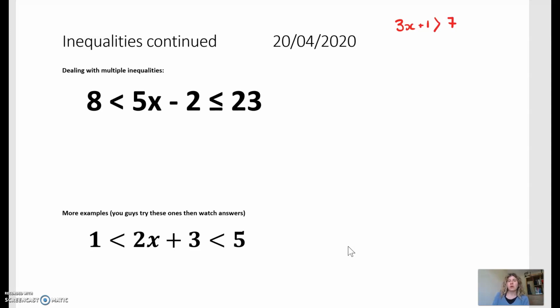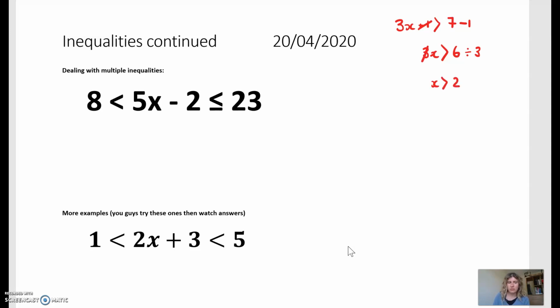Okay, so where is 3x plus 1 greater than 7? Same again, we solve this like a regular equation. We're going to take away 1 from there, 3x. That means 7 minus 1 is 6, so 3x is greater than 6. Then we divide through by 3, cancel that out, so x is greater than 2.